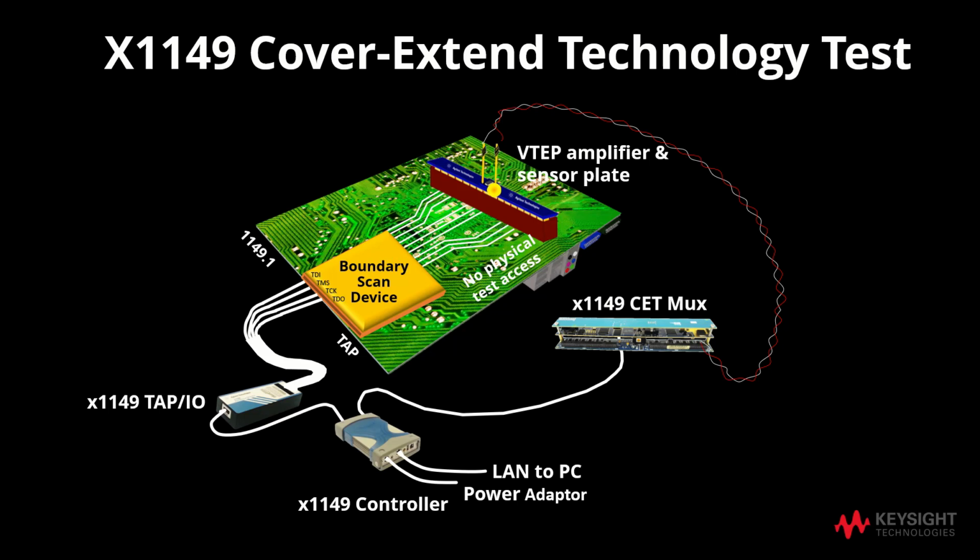The VTAP sensor, which can capacitively pick up the stimulus signal, will amplify the charges and deliver this stimulus signal to the Cover Extend Test multiplexer. Any defect such as an open on the path between the boundary scan device and the VTAP sensor will not sense any signal. The result will then be captured and diagnosed by the system, ensuring that the defects are identified.